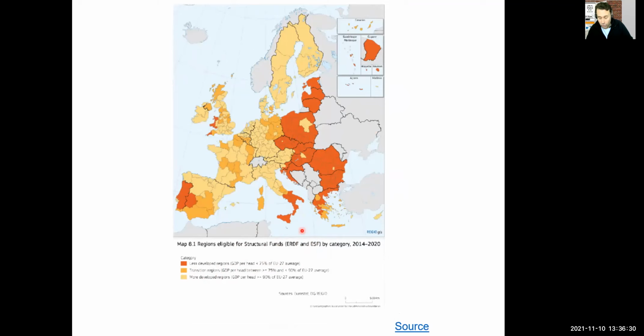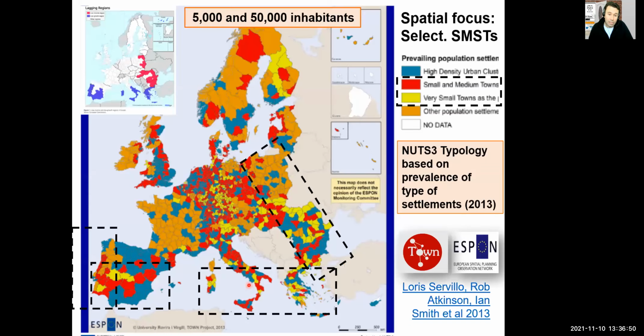Now we have entered a new period of financial mechanisms, and we know that the Green Deal is the one that is somehow determining the distribution of funds across Europe. Still, the European Union Cohesion Fund remains in place to support these less developed regions. And then this is another important aspect.